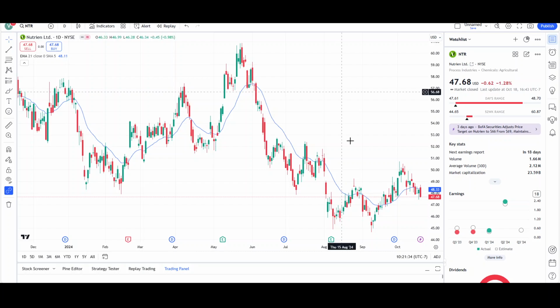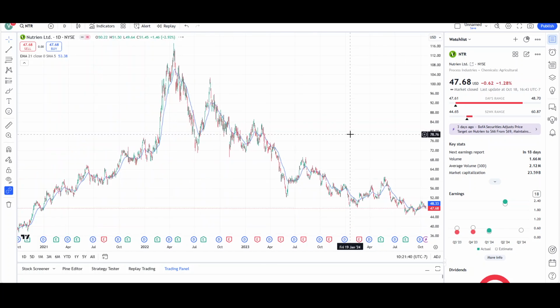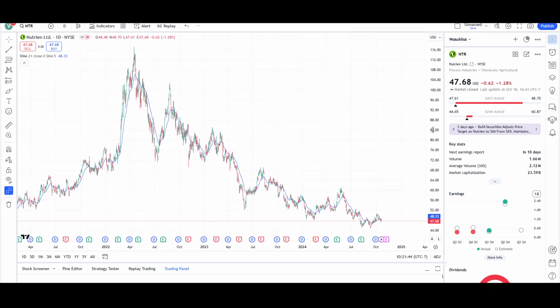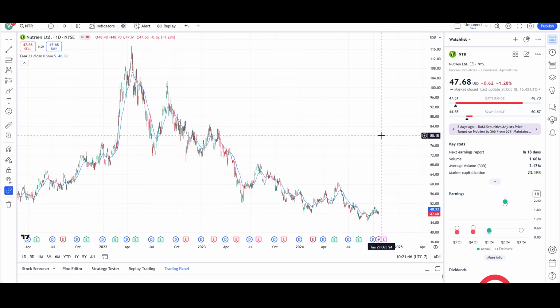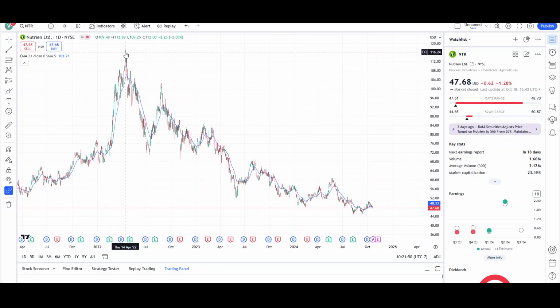So let's take a look at the daily chart for NTR. This is the first time I've ever seen this stock, and the first time I looked at the chart, so I'm just taking a quick look at it. A lot of times when you look at a chart, you can have a good quick first impression of it. The first impression is that it looks like it made a top back here at the 116 level back in April of 2022.